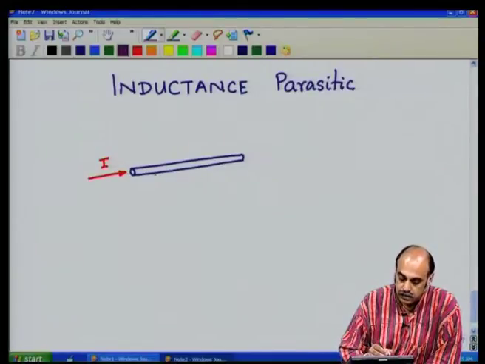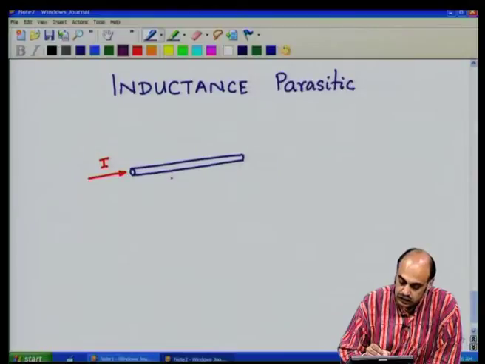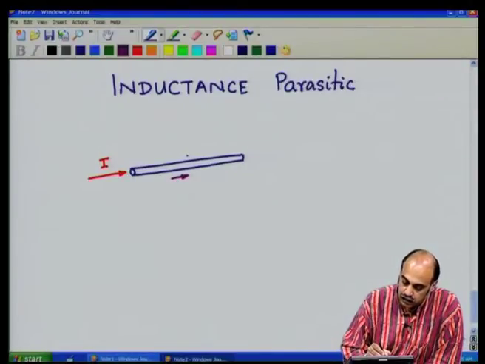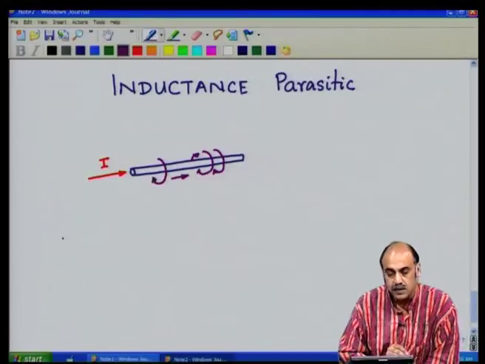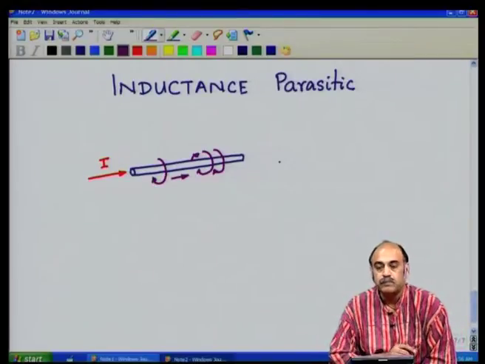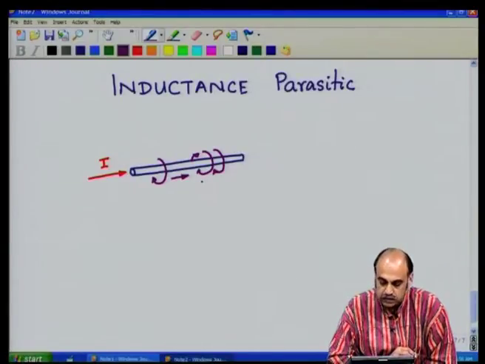Now, by Fleming's right hand rule, if you point the thumb in this direction, the direction in which the fingers coil around the conductor will give you the direction of the flux, which is going to be around the conductor. So, any current that flows through the conductor will give you a flux around it in this fashion.